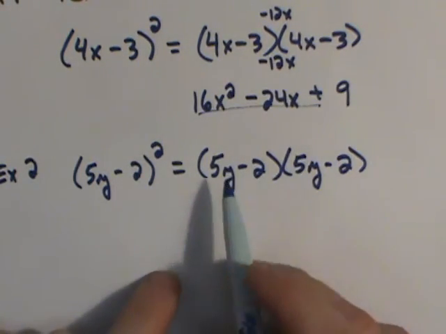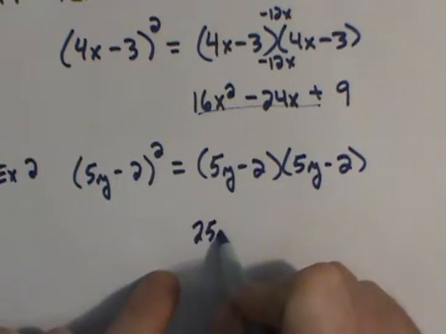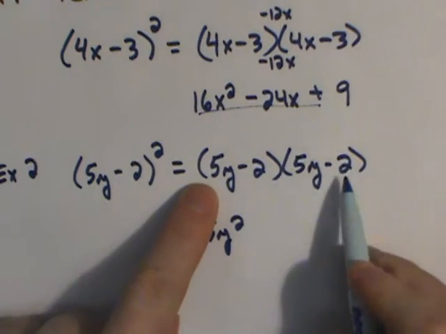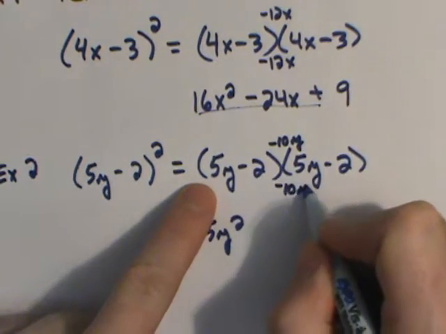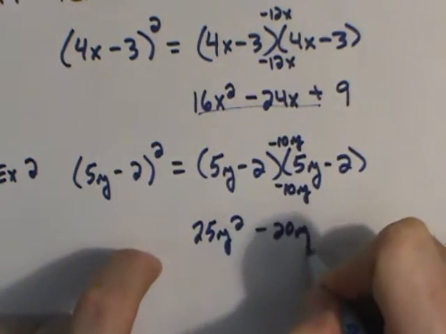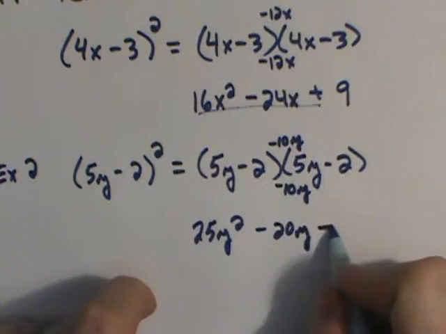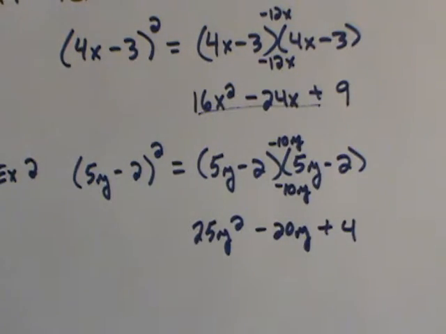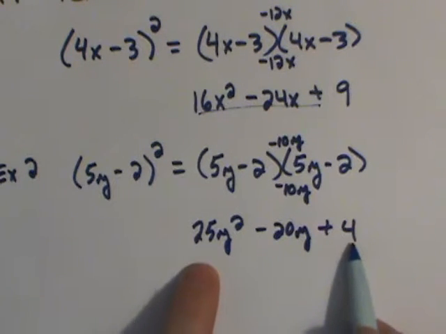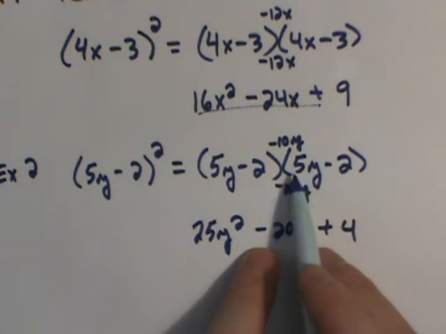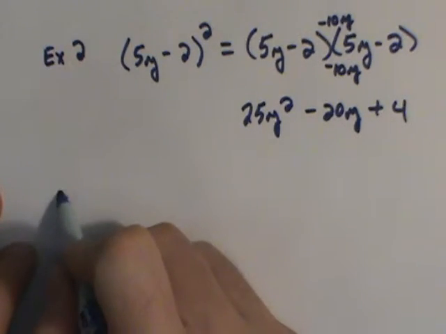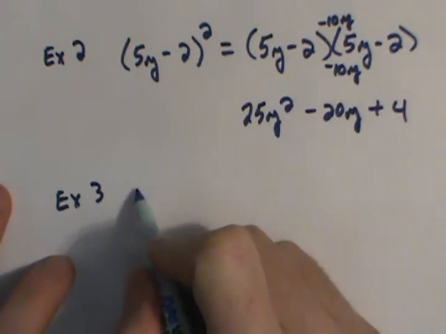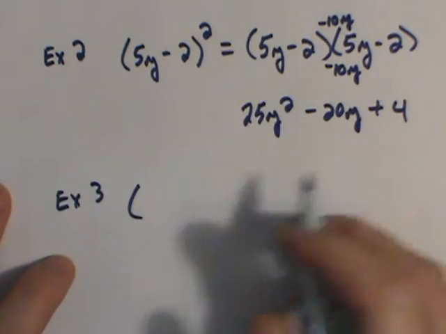First with first in FOIL is going to be 25y squared. Outer with outer is negative 10y. Inner with inner is negative 10y. So that produces a negative 20y. And then last with last would be plus 4. I know that the first and the last terms are positive square values, and the middle is nothing more than this product doubled. So when I move to my third example here, what I want to show is maybe a faster way of doing this without writing all that.